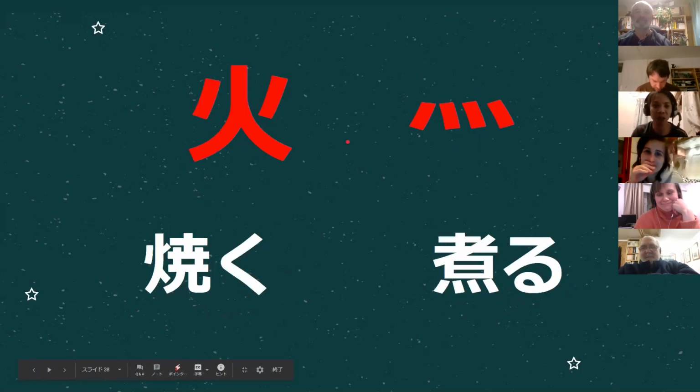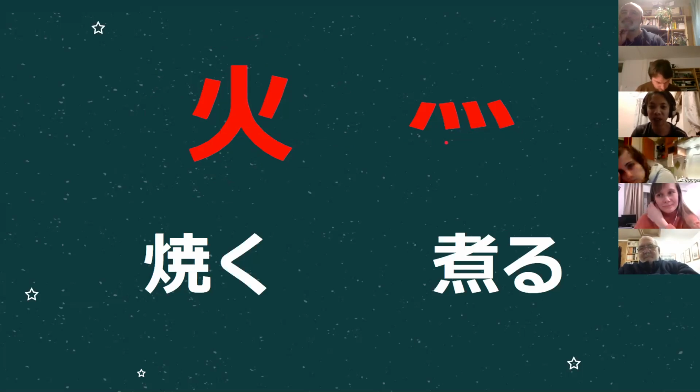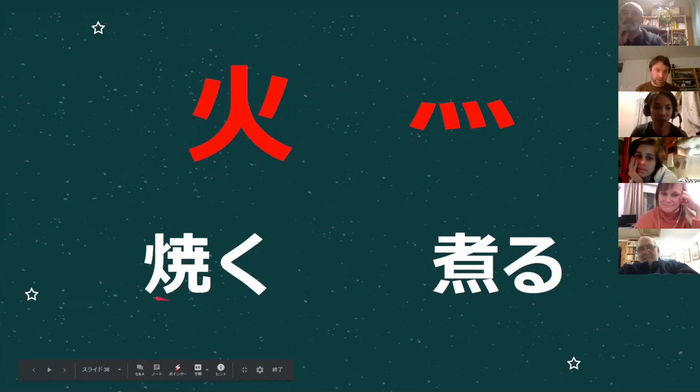And the radical of fire, the kanji, looks like this. It's like a picture of a burning steak. And it has another variation. It looks like this, four dots. It means something burning underneath. So yaku, to grill, has a fire radical to the left.